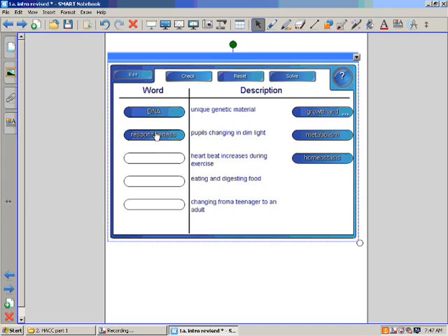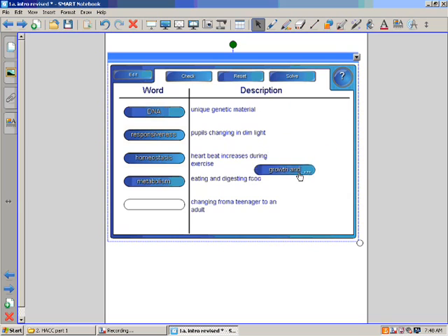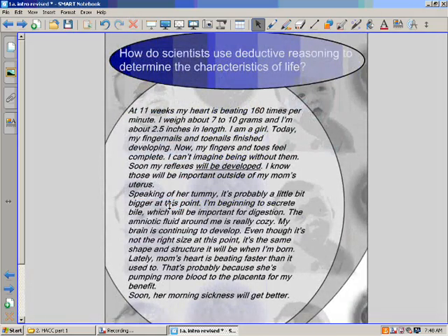Heartbeat increases during exercise. So now we want to maintain our normal internal environment and our circulation. However, exercise is throwing that off. But we're going to try to increase our heart rate to keep that blood flow normal. That's called homeostasis. Eating and digesting food. That sounds like the assimilation or breakdown of chemicals. That's metabolism. Changing from a teenager to an adult. That sounds like growth and development, characteristics of life.